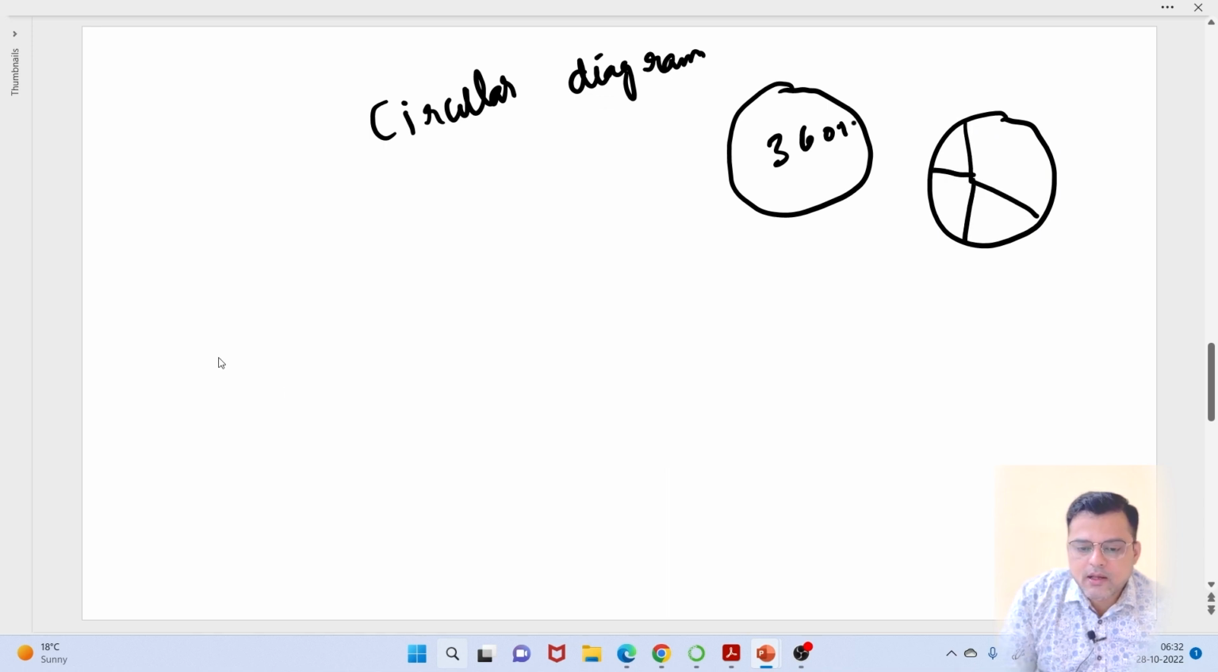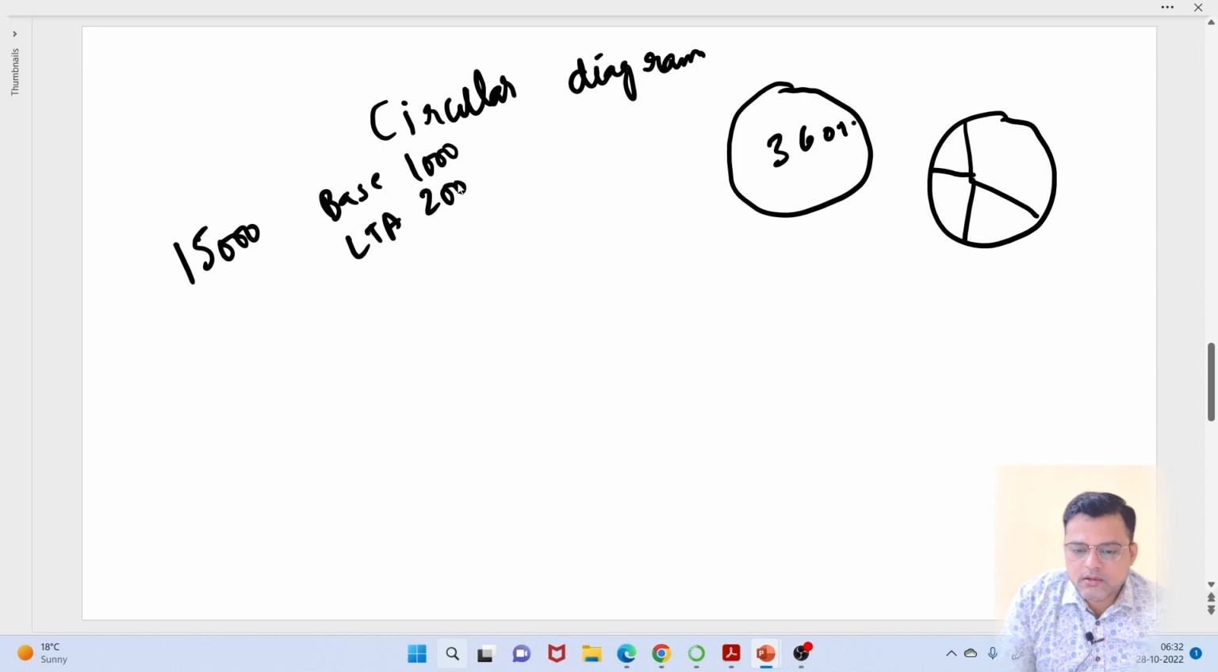Now let's say that we have a monthly salary of 15,000, out of which base is 10,000, and your LTA, leave travel allowance, is 2,000. This is just a rough estimate, and your HRA is 3,000. Now if I have to represent this data in a pie chart, how will I represent it? So first I have to calculate something called as angle. So I have to divide this 360 degrees based on the magnitude of this data. So my total is 15K.